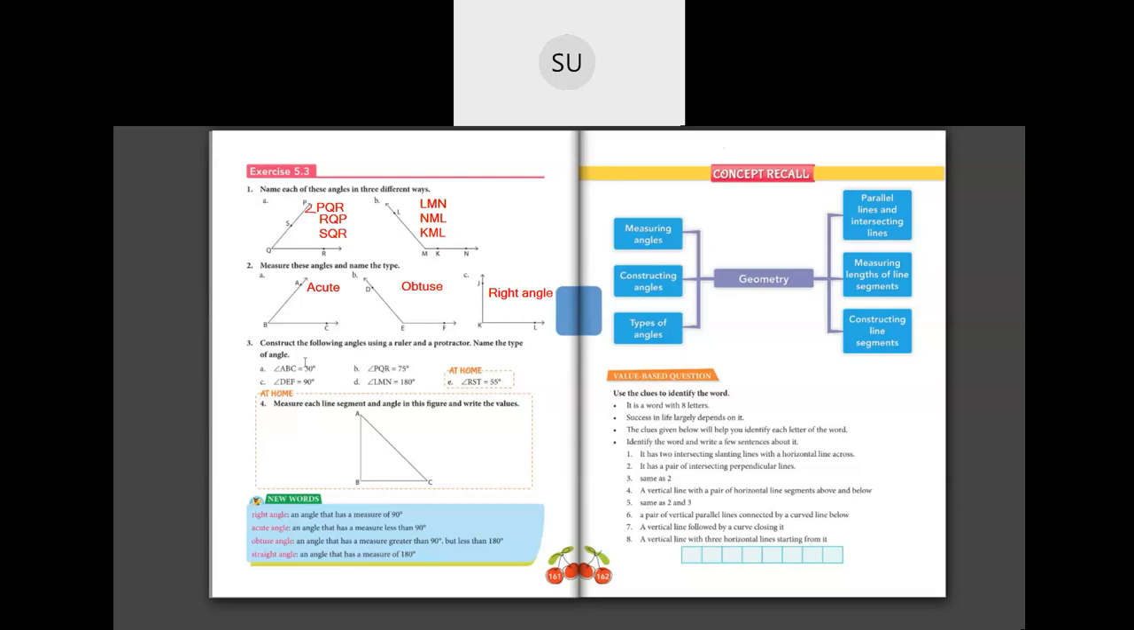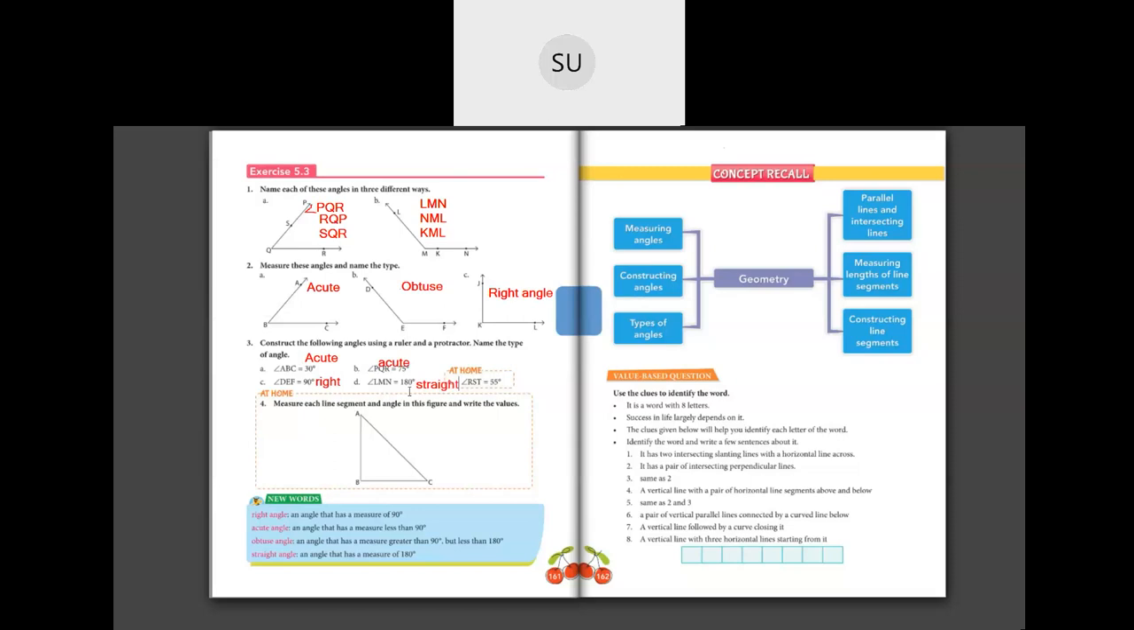So do that, and for naming you all can name. It's easy. Angle ABC is 30 degrees. So it is an acute angle. Okay. It's an acute angle. Then angle PQR, which is 75 degrees, it is less than 90. So this will also be an acute angle. Then 90 degrees. What about 90 degrees? It is a right angle. And LMN is 180 degrees. So that will be a straight angle. Okay. It is a straight angle.